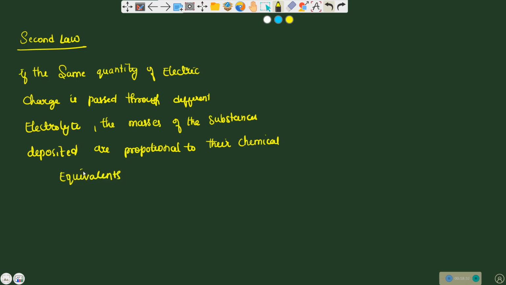Equivalence. If the same quantity of electric charge, say 1 coulomb, is passed through different electrolytes, the masses of the substances deposited are proportional to their chemical equivalent. Mass M is proportional to W, where W is considered as the chemical equivalent.